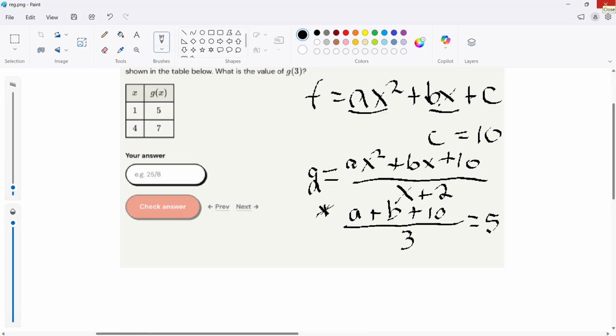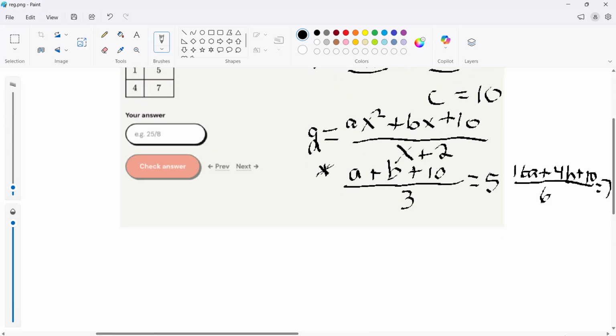And then if I put in x is 4, 4 squared is 16 times a is 16a, plus x is 4, so 4b, plus 10, over 4 plus 2 is 6, and that equals 7. All right, I'm going to multiply both sides by 3. A plus b plus 10 equals 15. I'll subtract 10 from both sides. A plus b equals 15 minus 10 is 5.